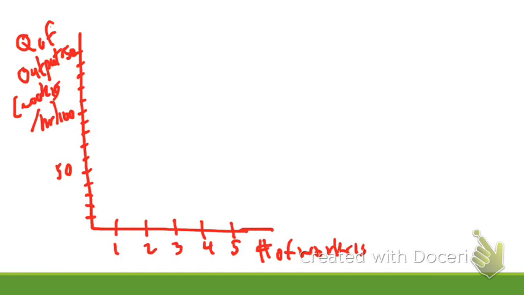So if we plot the data, at one worker we had a quantity of 50 cookies. With 2 workers we had a quantity of 90, so that would be about there. For 3 workers we had a quantity of 120, so 3 workers, 120 would be here. For 4 workers we had a quantity of 140. And for 5 workers, we had a quantity of 150.